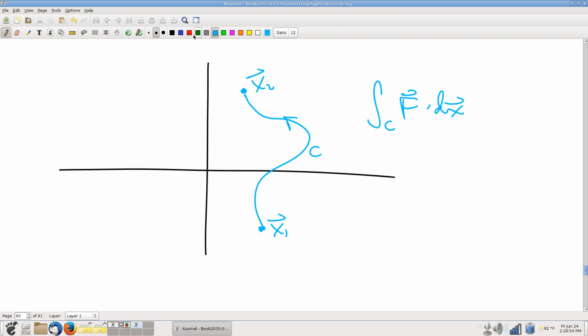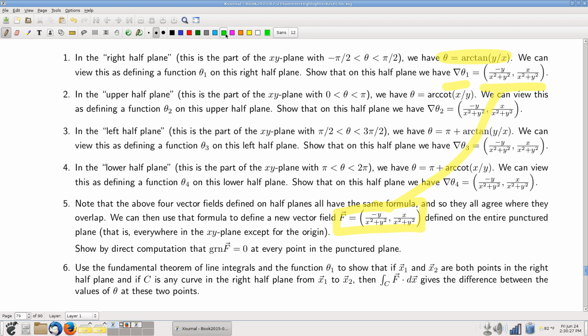So I can cite the fundamental theorem of line integrals. This is theta of x2 minus theta of x1, as required. Is that good? Okay. That's the answer to that part. Since this is the right half plane, would we use arctan of y over x? Yeah, exactly. So you have to use exactly this function, because it's only this function that we know on that right half plane has this correct gradient.